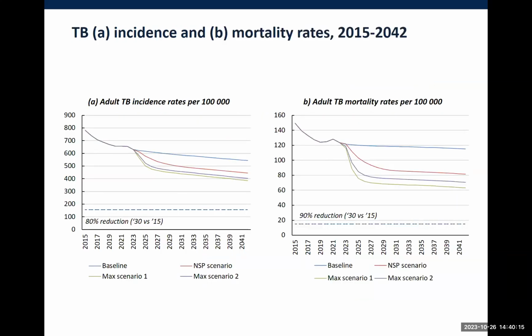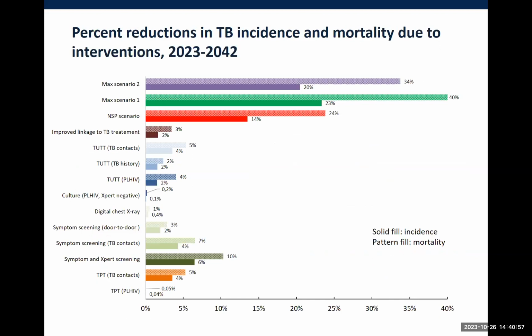So these figures show the trends under the 4 scenarios, the baseline and the 3 scenarios. All scenarios would lead to substantial reductions in TB incidence and mortality over this period, from 2023 to 2041. But when we look at the 2030 NTB targets, which are highlighted by the dashed lines, it is clear that we are still further from them, even with maximizing the interventions that we tried to estimate.